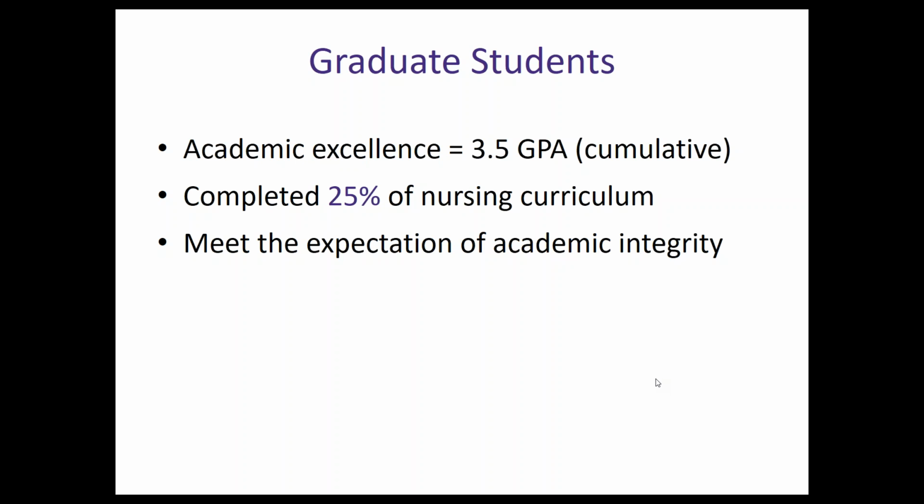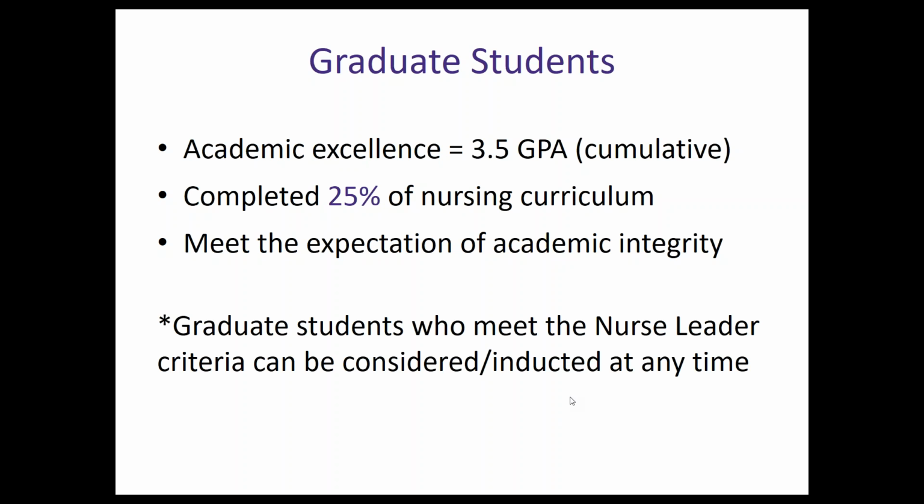For our graduate students, in order to be eligible to be invited, they need to have a 3.5 cumulative GPA, so that's a little bit higher than our undergraduates, and they need to have completed 1/4 or 25% of the nursing curriculum, as well as meeting the expectation of academic integrity. Now, our graduate students have a little asterisk because if they meet the nurse leader criteria, then they can be inducted at any time.